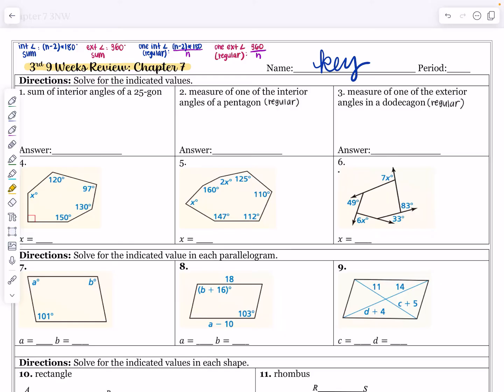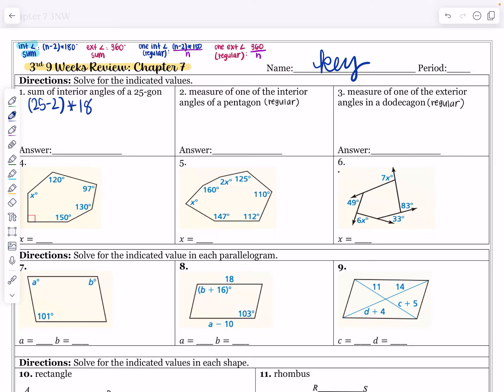So to find the sum of the interior angles, the interior angle sum formula is going to be this one. This is for regular or irregular polygons. Doesn't matter if they're regular or irregular. And so we're just going to plug in n, which is the number of sides. So that's going to be 25 minus 2 times 180.